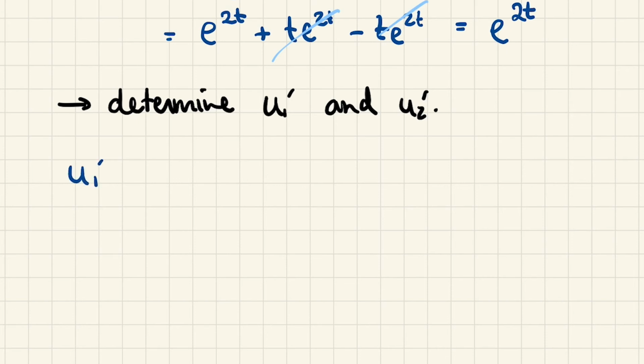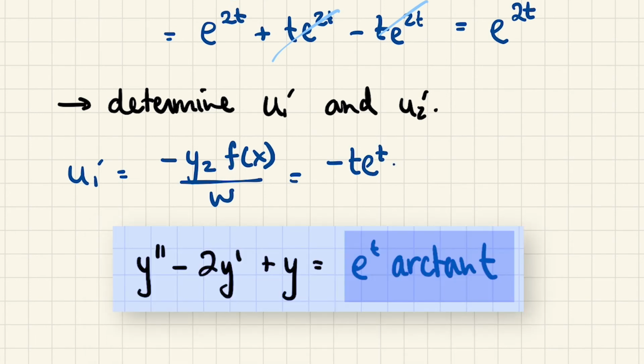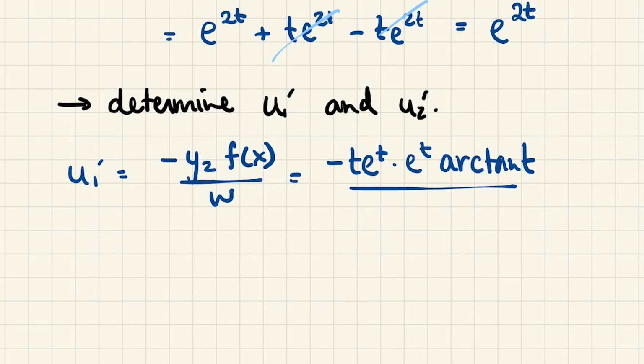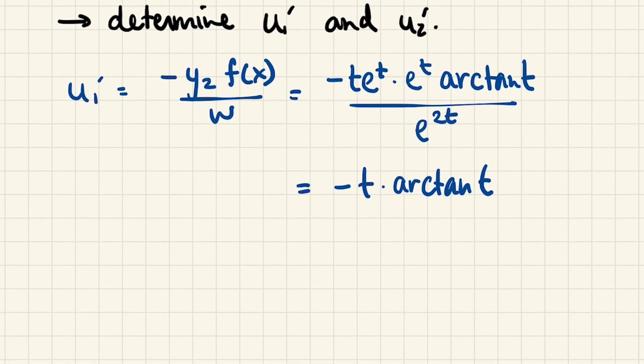All right, so u1 prime is negative y2 times f of x divided by w. So negative y2 is negative t e to the t, and f of x was the right-hand side of that differential equation, so e to the t arctangent of t, all divided by the Wronskian, which is e to the 2t. So u1 prime is negative t times arctan of t. And we are going to have to integrate that, but we'll worry about that in a minute.